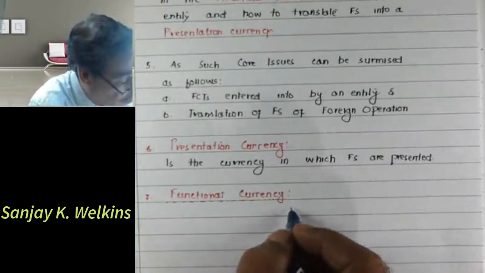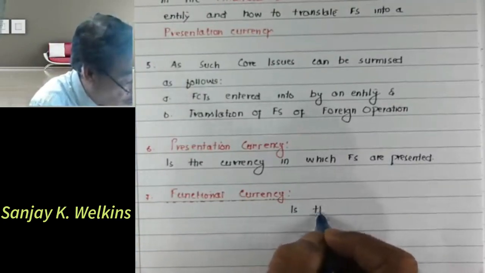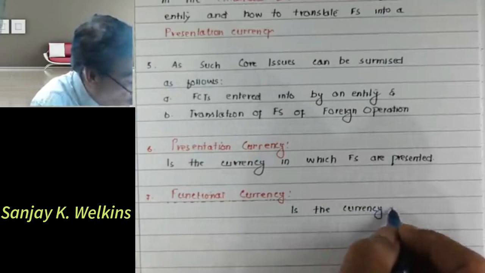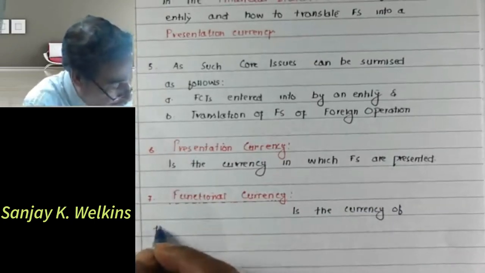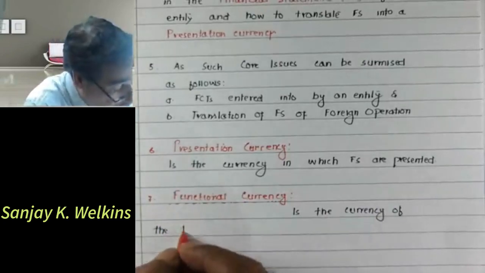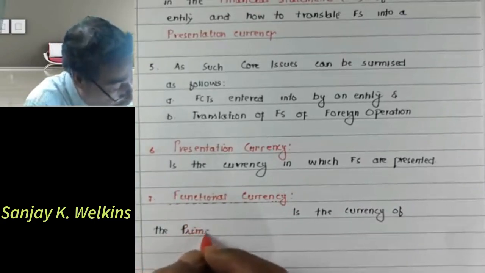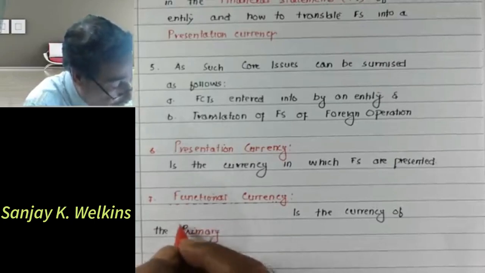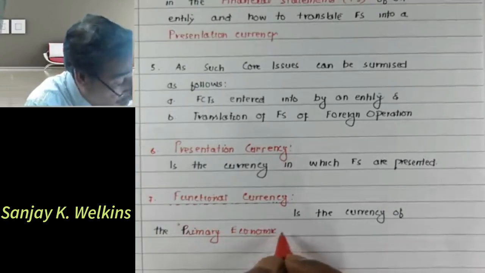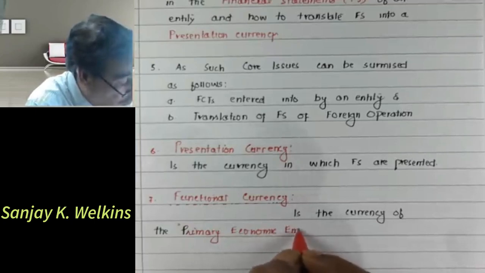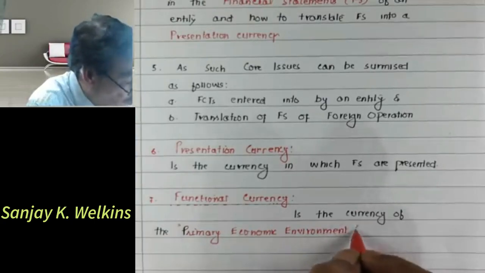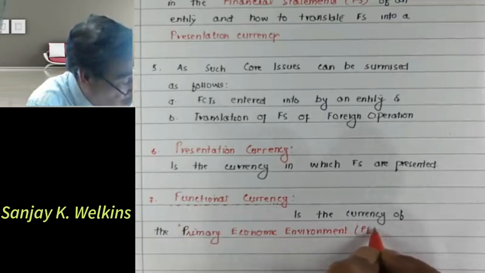Functional currency is the currency of the primary economic environment. This is the word which we are going to use a lot. I'm going to use red pen. Primary economic environment. The standard uses many new words, very difficult to keep track of sometimes. Obviously, I am going to use a short form, PEE.